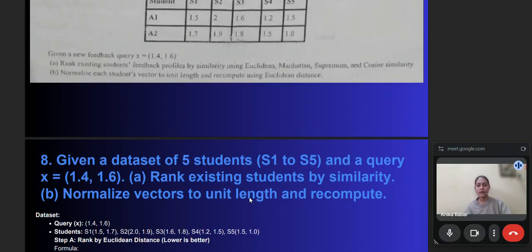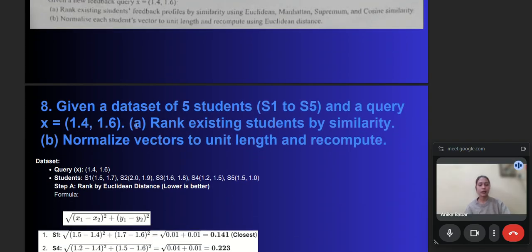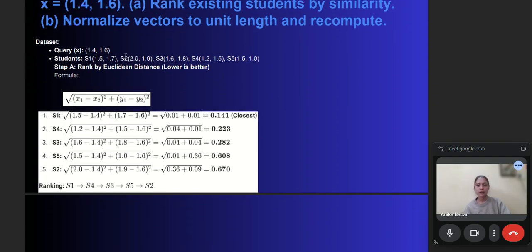Next question, question number 8. We are given a data set of 5 students and a query x = (1.4, 1.6). First we have to rank existing students by similarity, and second, normalize vectors to unit length and recompute. So the data set: query x is 1.4 and 1.6. Student S1 is given 1.5 and 1.7, S2 is given 2.0 and 1.9, S3 is given 1.6 and 1.8, S4 is given 1.2 and 1.5, and S5 is given 1.5 and 1.